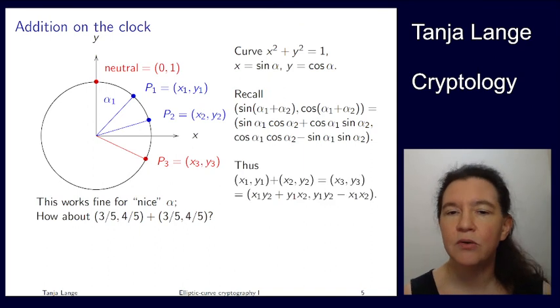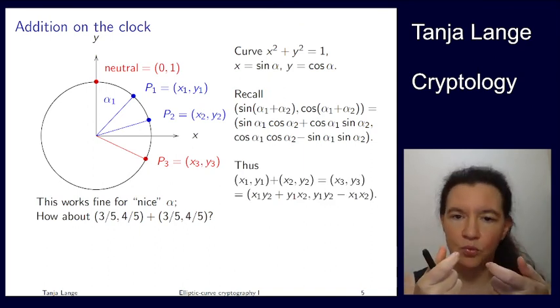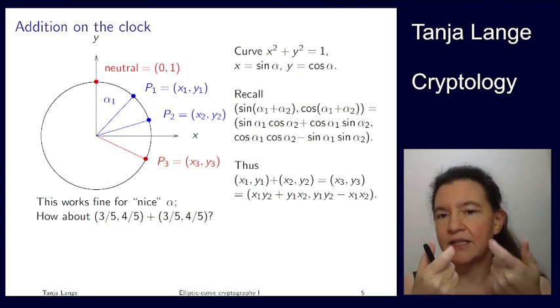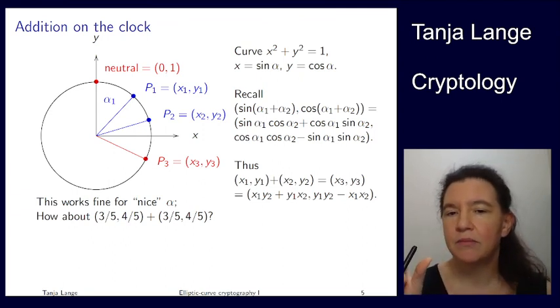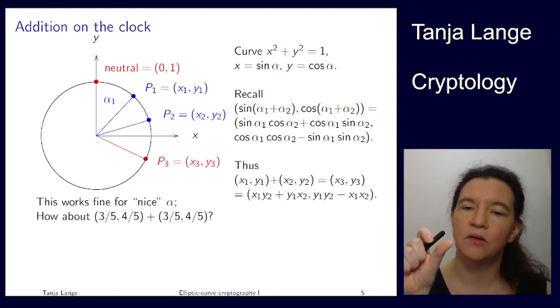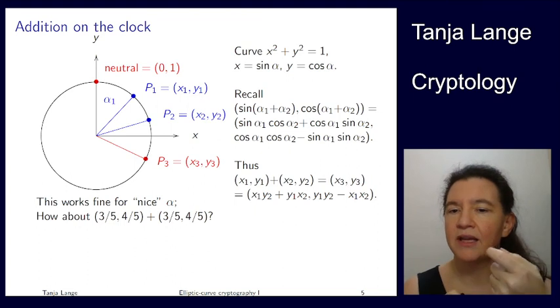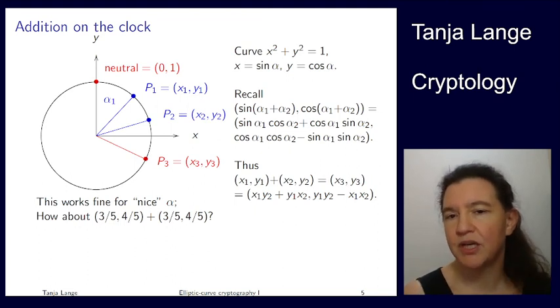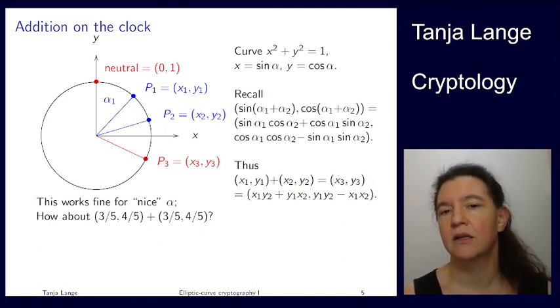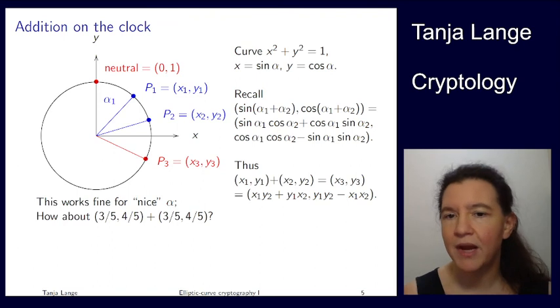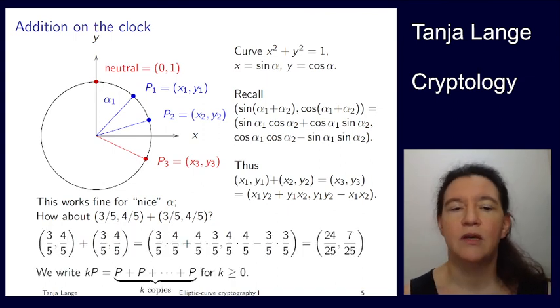So to spell this out, if I'm taking x1, y1 plus x2, y2, let's call this result x3, y3, then the x3 is x1 y2 plus y1 x2. And the y3 is y1 y2 minus x1 x2. So it's just tracing from this formula to this formula, replacing the sine and cosine with x and y, and keeping track of which one is 1 and which one is 2. And now this one I can actually use to add 3 fifths and 4 fifths, that point to itself. And I've done that here.